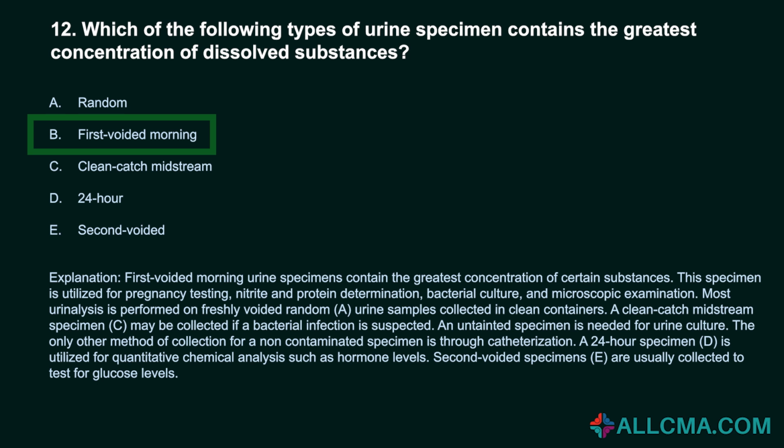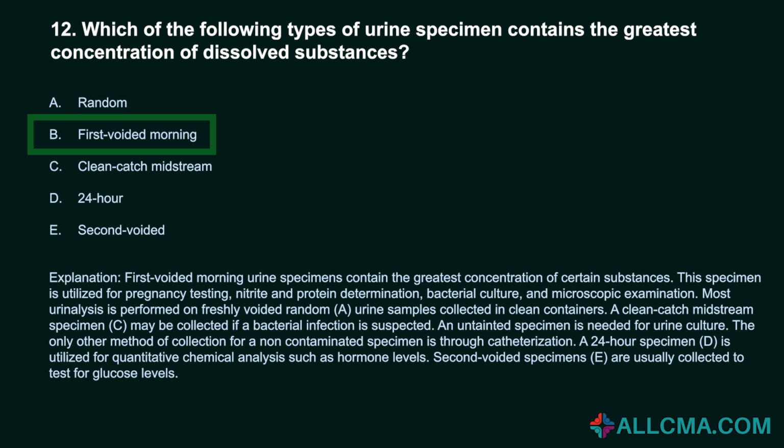This specimen is utilized for pregnancy testing, nitrite and protein determination, bacterial culture, and microscopic examination. Most urinalysis is performed on freshly voided random urine samples collected in clean containers. A clean catch midstream specimen, C, may be collected if a bacterial infection is suspected. An untainted specimen is needed for urine culture. The only other method of collection for a non-contaminated specimen is through catheterization.